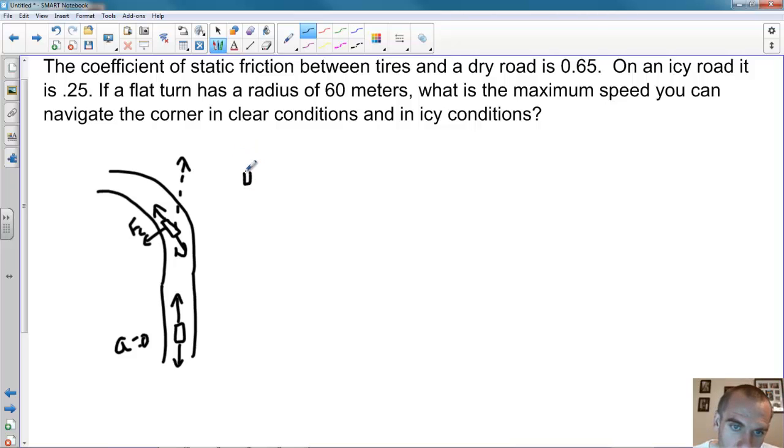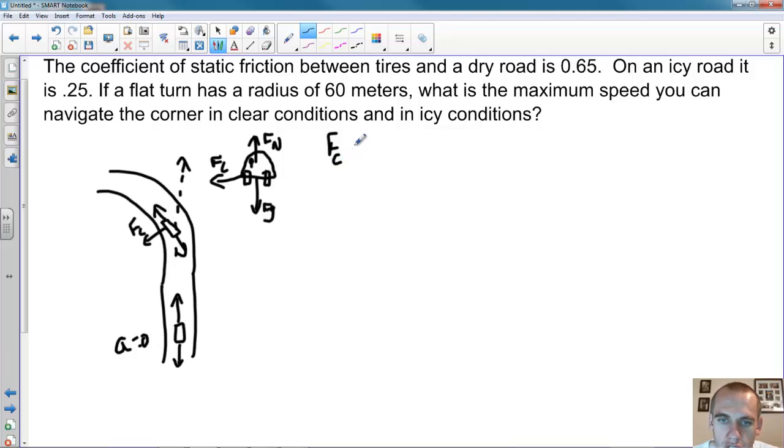I said I would also look at this from the rear view. I'm looking at the car from the back. I have my two tires, here's the bumper, and here's my car, and my driver's over here. There's gravity pulling down and the normal force pushing up, and those two things are balanced. As long as we're not turning, those are the only two forces I care about. But when we are turning, we have the centripetal force towards the center, Fc, and that is given to us by friction.